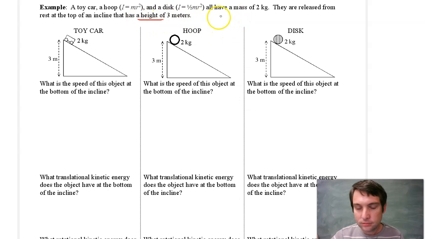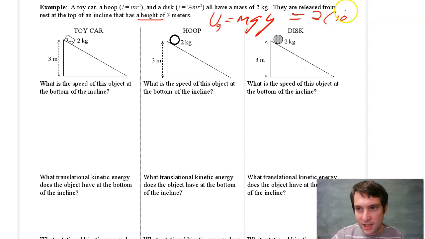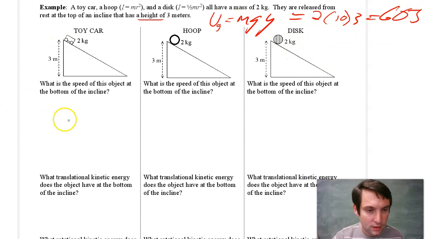Whenever I see a height, I think gravitational potential energy. So let's see. mgy, can we do that? They all have a mass of 2, so 2 times 10 times 3 is going to be 60 joules of our initial energy. So we've got that out of the way. And it's going to apply to all 3 of these situations, which we'll use over and over again, it looks like. What is the speed of this object at the bottom of the incline?